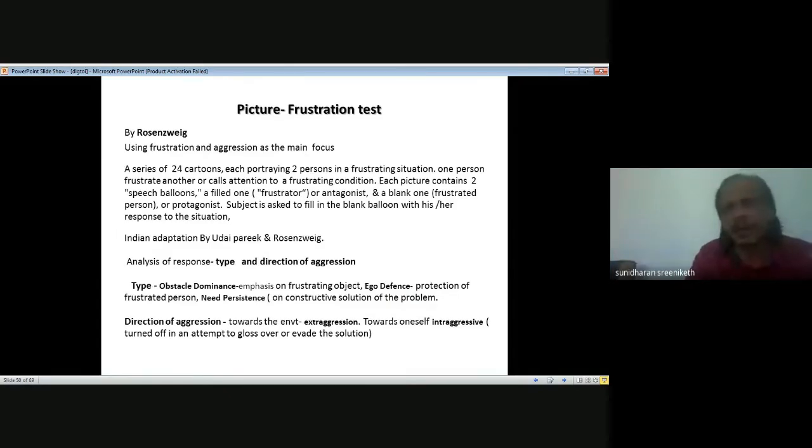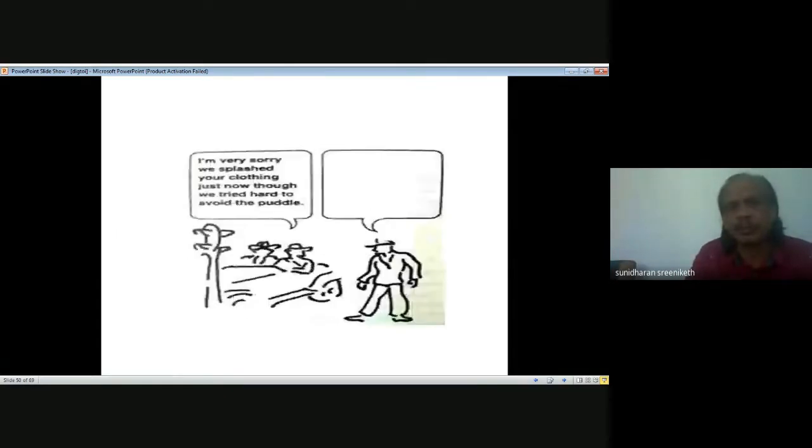So in this study, we can analyze the response in two ways. So what will be your response in such a situation? For example, if a driver says he is very sorry for splashing your clothing, even though he tried to avoid it until it happens, what will be your response? How do you respond in such a situation?